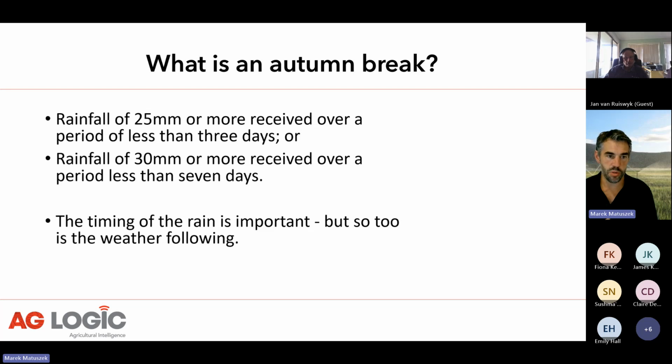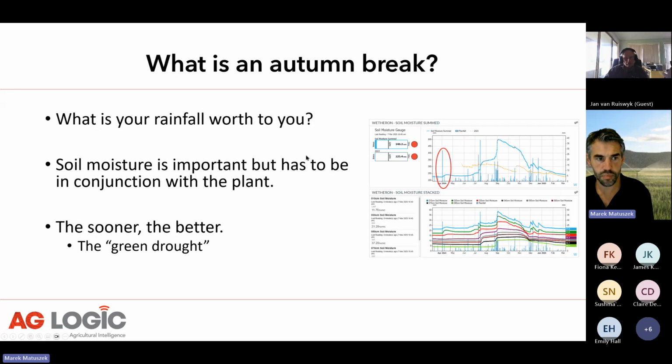So while those numbers might be a rough guide, and believe me, I like rules of thumb. Rules of thumb are a great place to start, especially for something as complex as soil moisture, and how we can simplify it. But really getting an understanding of it means you can start to understand the timing of that rain, whether it's important to you, and what that weather and the following weather is going to mean for it. So I always say something I really want us to get our heads around is trying to understand what that rainfall is worth to you.